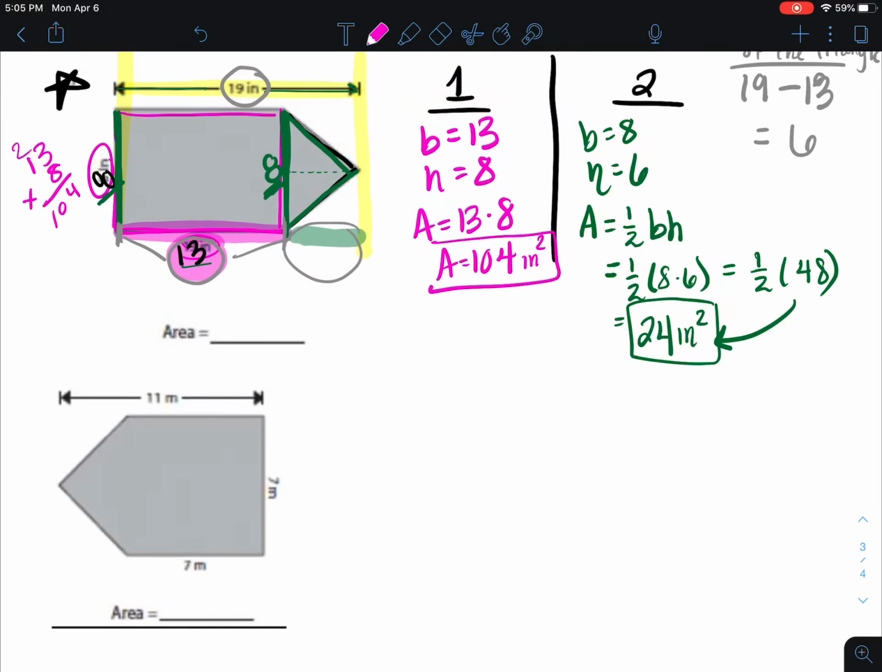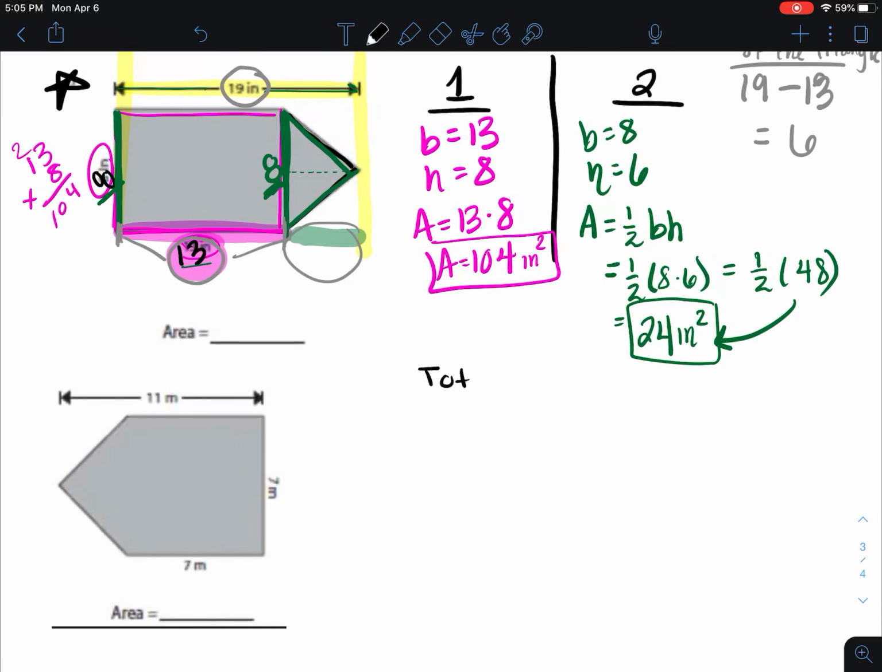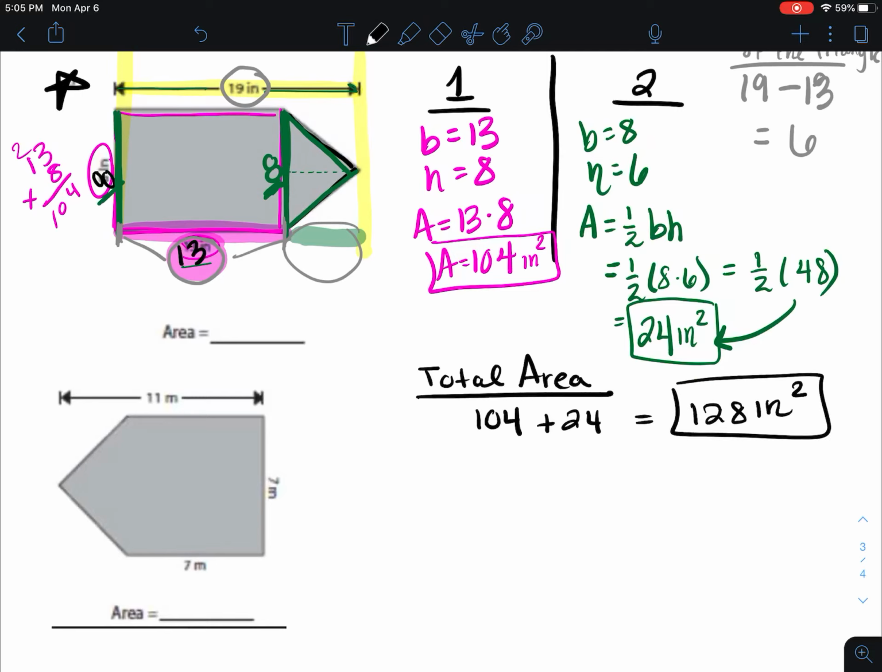Nope, we are not done yet because we still have to add those two areas up. So what I'm going to do finally is figure out my total area. That is going to be 104 plus 24, which should give me 128 inches squared as my area.